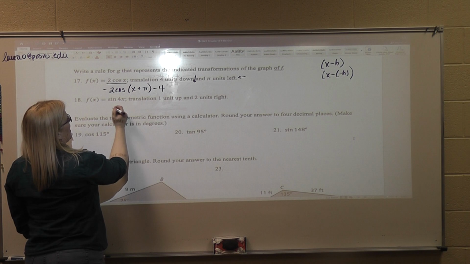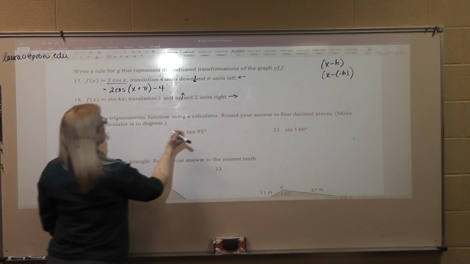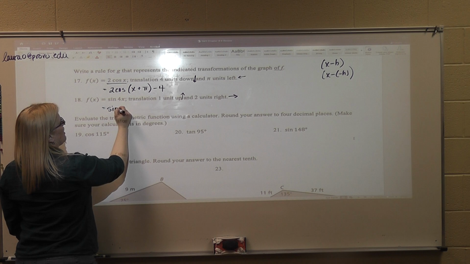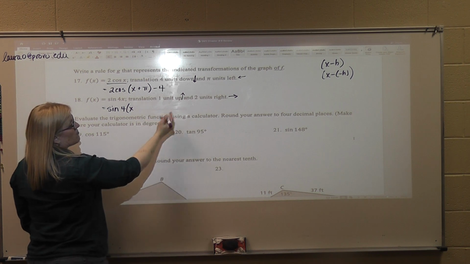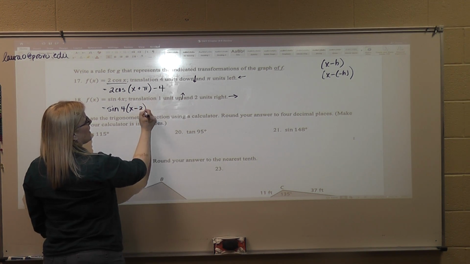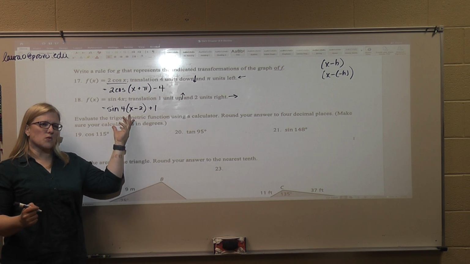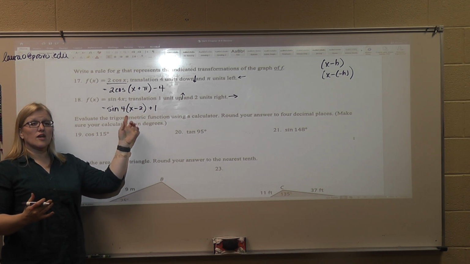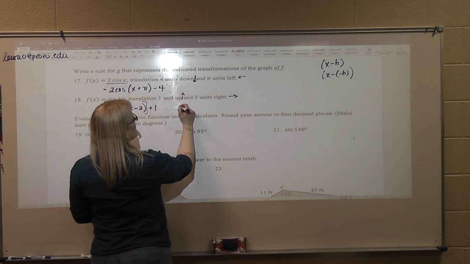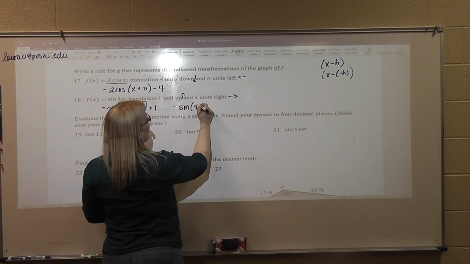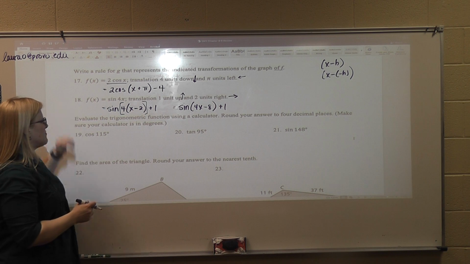This one, we've got translation 1 unit up and 2 units to the right this time. So we're going to have sine of 4, and x is going to be x to the right, x minus 2, and then up 1. Well, this looks kind of funny, and I'm not really sure exactly how this would pan out in my calculator, so I'm going to go ahead and distribute this. So the answer would be sine of 4x minus 8 plus 1. And that would be your answer to number 18.